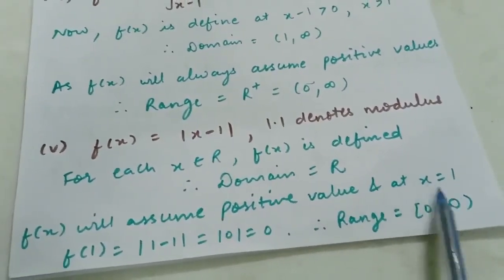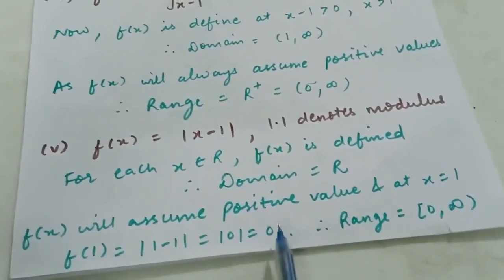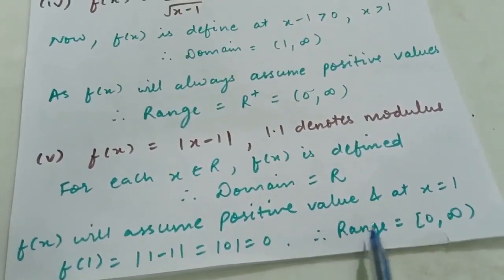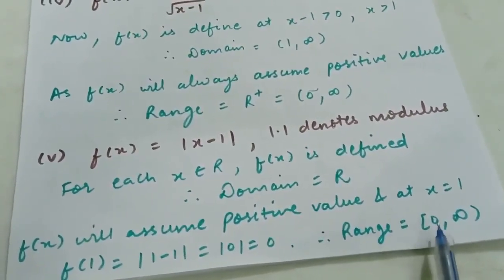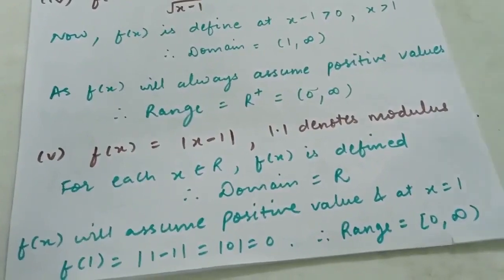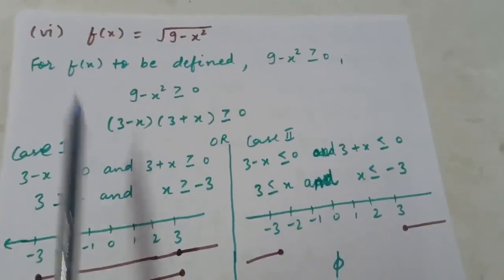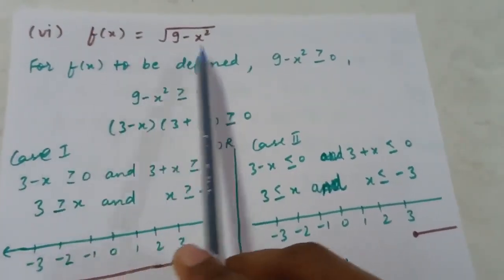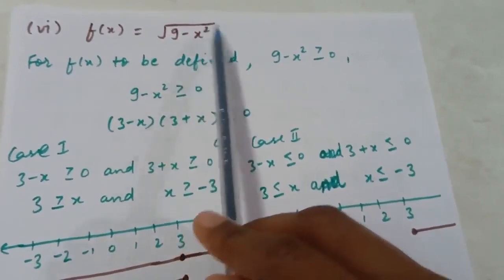But at x equal to 1, we can see f of 1 will be 0. Therefore range will also include 0. So range is from 0 to infinity. Clear? Now next is f(x) is equal to root 9 minus x square.